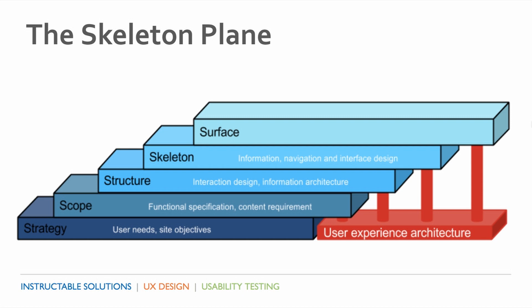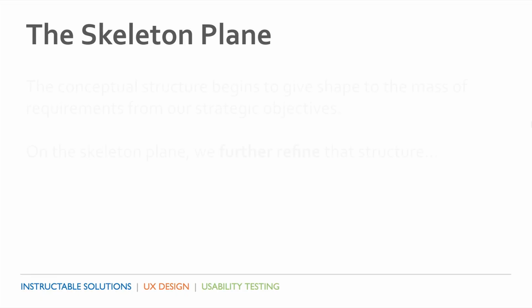This week we're going to look at the skeleton plane. We started with strategy, where we put together user needs and product objectives. Next, we moved to scope, where we looked at functional specifications and content requirements. Last week, during the structure plane, we looked at interaction design and information architecture. And this week, we're going to start on the skeleton plane and focus on information navigation and interface design. Specifically this week, we're going to concentrate on interface design.